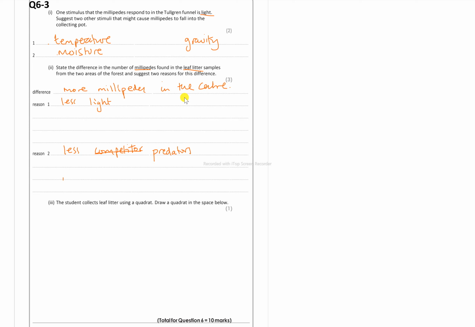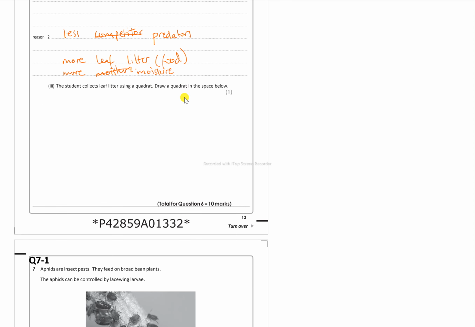You can say that there's more leaf litter, and that is food and cover. You could also say that there's more moisture. That means that the conditions are better. They can drink, they can stay hydrated, and stay alive.